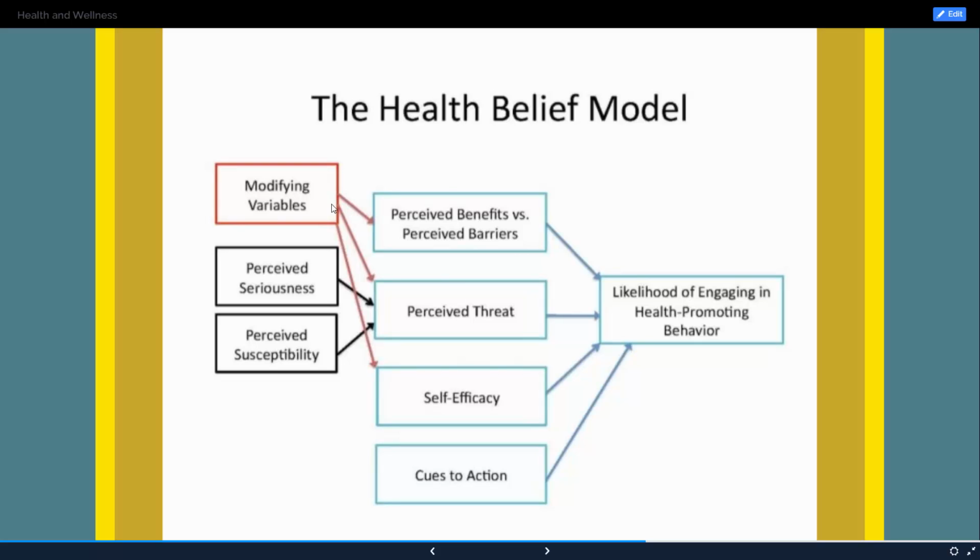So you kind of have to think about these things. So does a person see themselves as getting sick? Do they see the threat? Do they see the benefits versus the barriers?